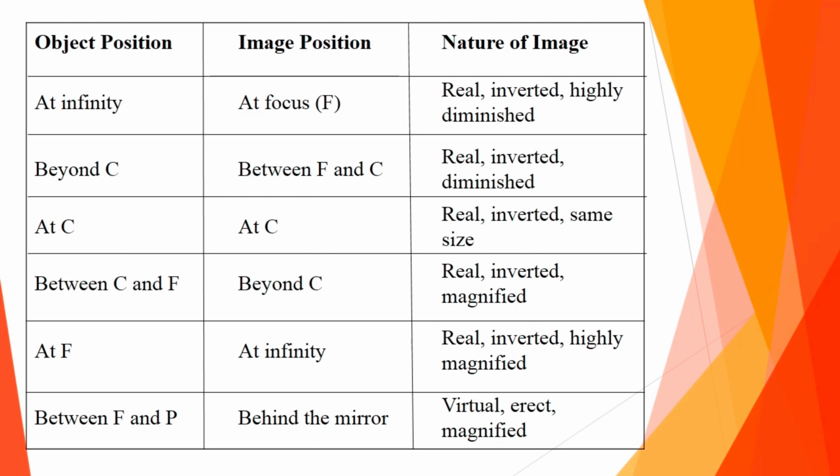And if the object is at F, the image position is at infinity, and the nature will be real, inverted and highly magnified, that means highly enlarged. If the object is between F and P, the image will be formed behind the mirror and is virtual, erect and magnified. So out of these 6 cases, in the last case, when the object is between F and P, it forms the image behind the mirror, that is virtual and erect.